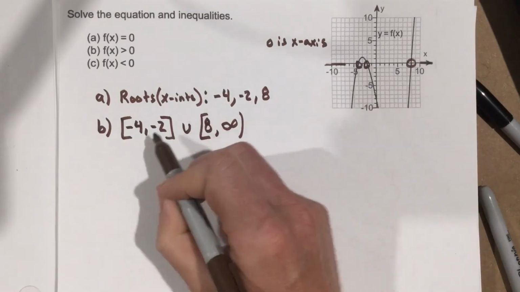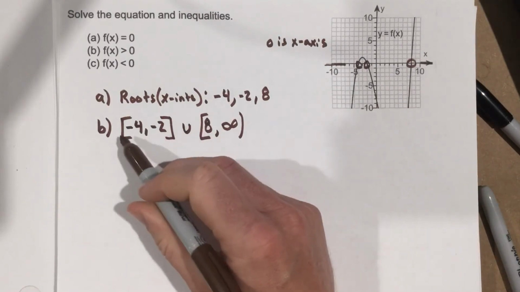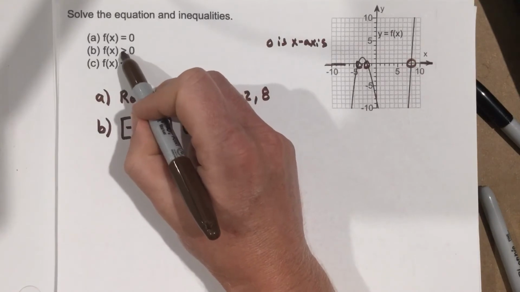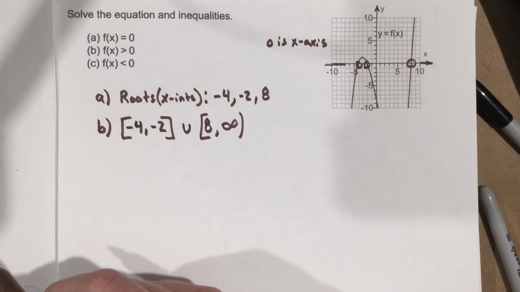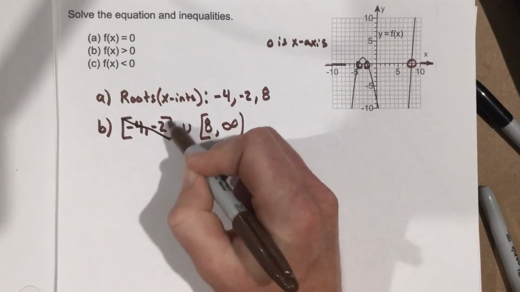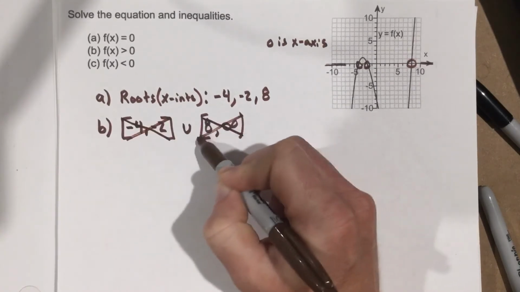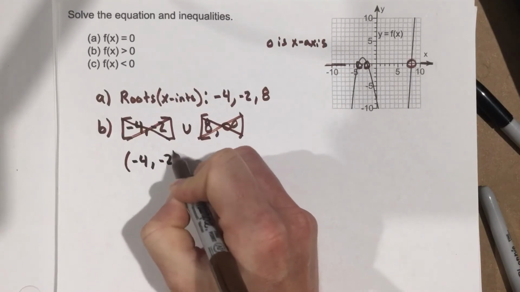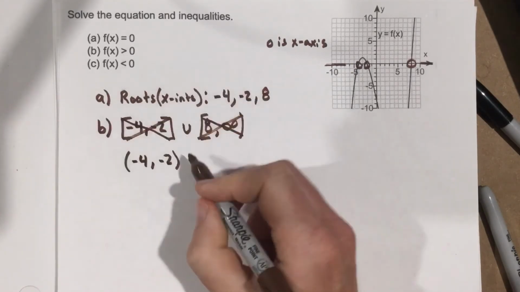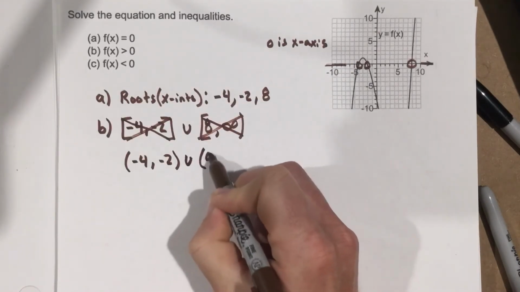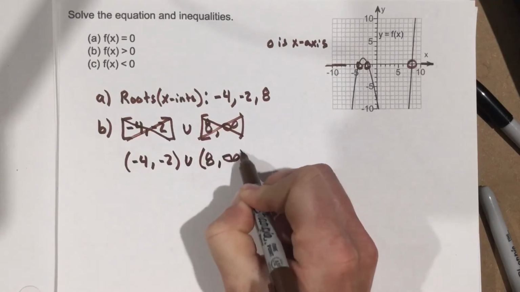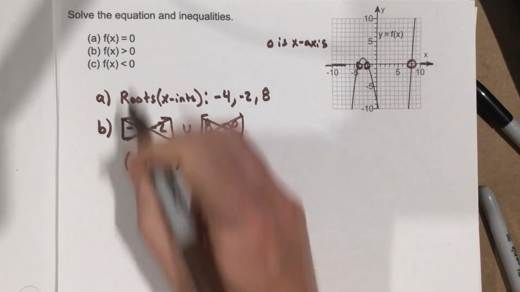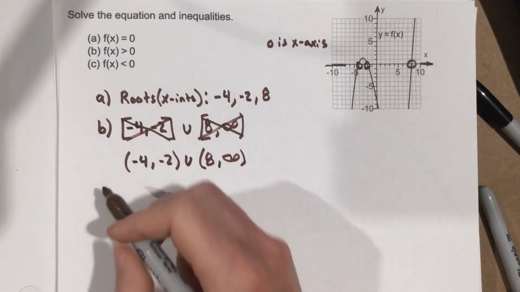And actually, I put brackets on these because I said that they could equal, but our inequality sign is greater than. It doesn't say greater than or equal to. So actually, I'm going to cross these out because I used brackets, and I'm just going to rewrite that with parentheses. That's my bad. You got to really pay attention to what is the inequality sign there. So 8 to infinity. Not including the roots. Now, if that were an equal sign, we would include the roots.